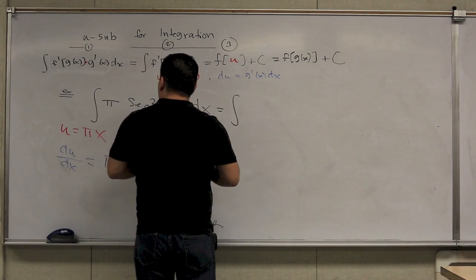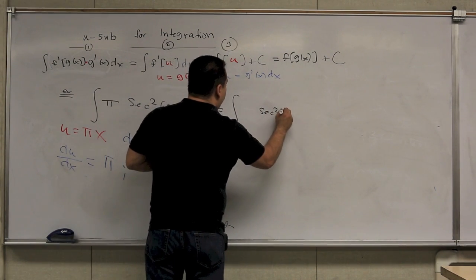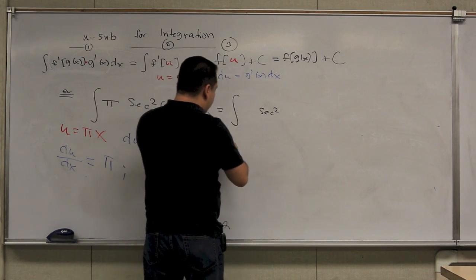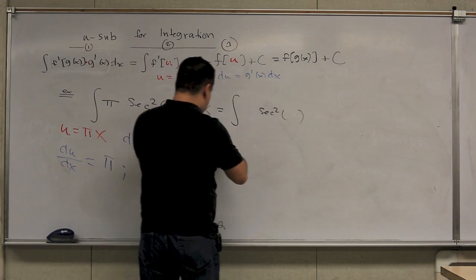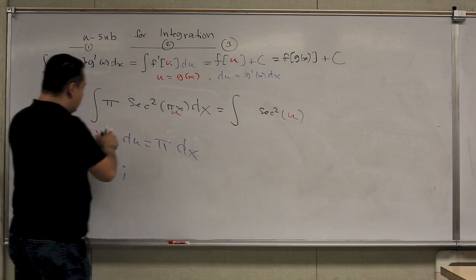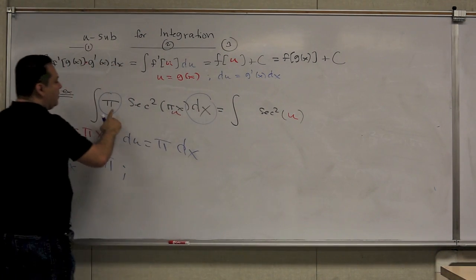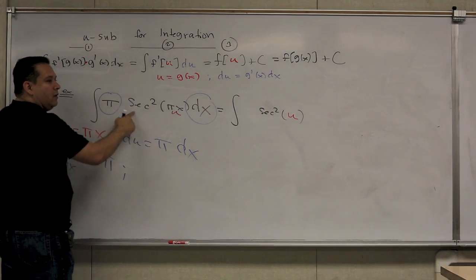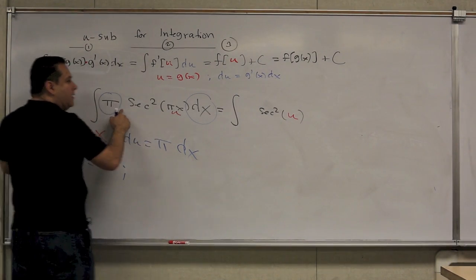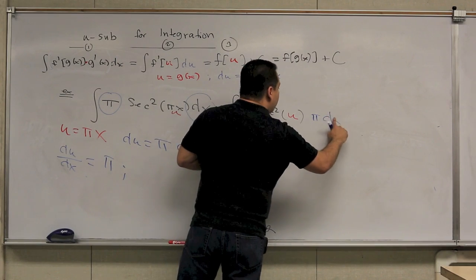And so if you guys notice that this integral will become, I got my secant squared of u now here. And notice I got this pi dx business. What am I going to do here? I'm going to switch the order. Is that right? And now that gives me pi du.